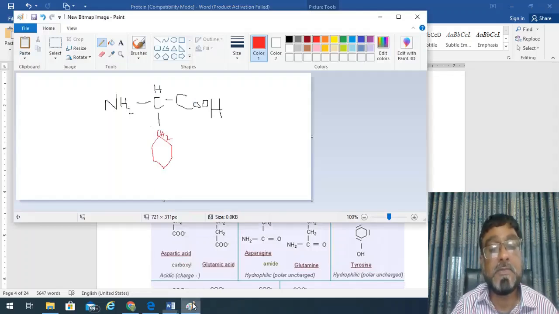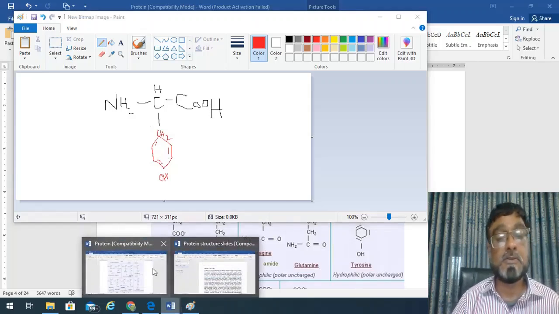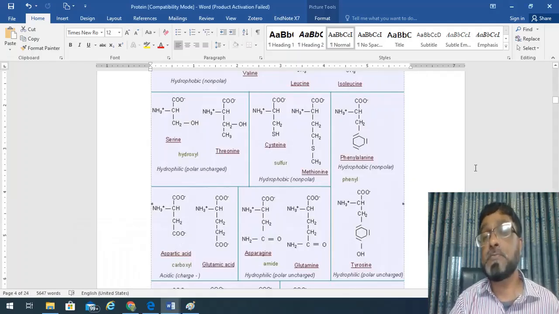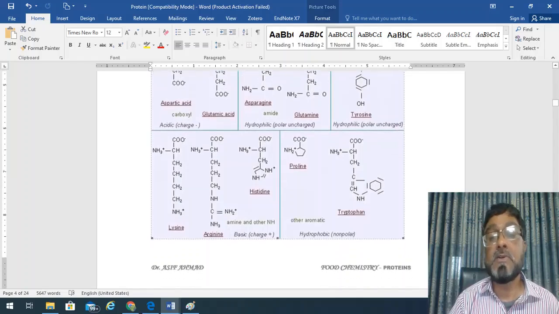For tyrosine, just add OH at that point, right? So these are the aromatic type, and these are the non-polar type of the amino acid. And finally, the other aromatic class, these are the hydrophobic and the non-polar. There are two amino acids, proline and the other is tryptophan.